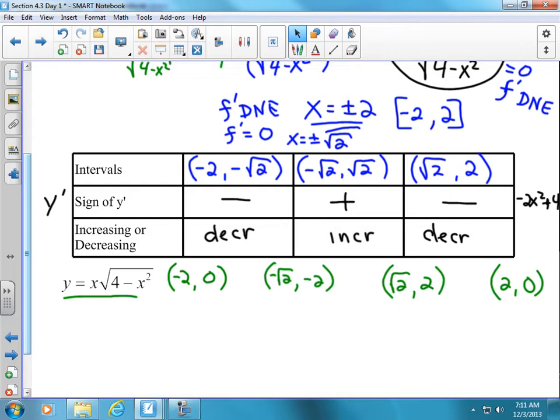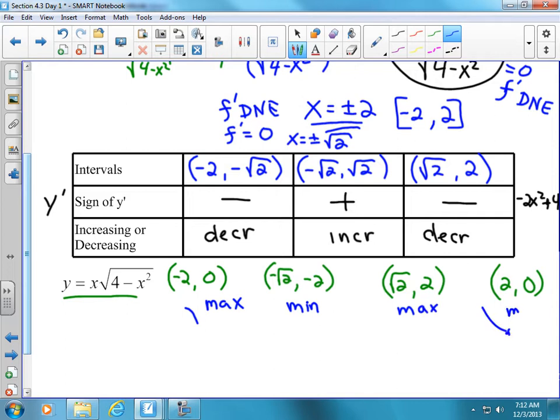Now we need to determine if these 4 points are maximums or mins. Okay, we start here at the left. We're decreasing. That means this is a max. We're decreasing, then increasing. This is a min. We're increasing, then decreasing. This is a max. And we're decreasing down to a point, therefore this is a min.